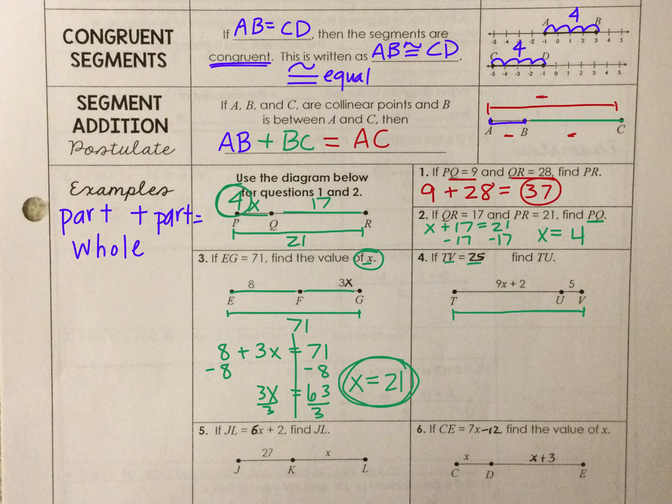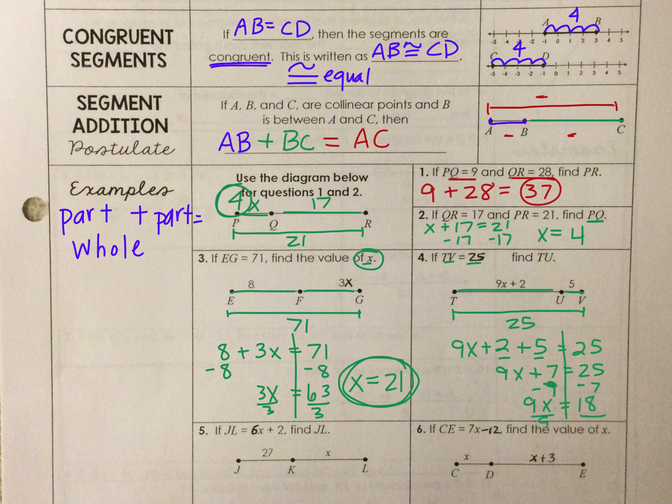Number 4, TV is 25. So the whole thing is 25. So I'm going to say my first part, 9x plus 2, plus my second part, plus 5, equals the whole thing. Old school baby math, 9x plus 7 equals 25. Let's move that 7 by subtraction. So I get 9x equals 18. Can't do math this morning.